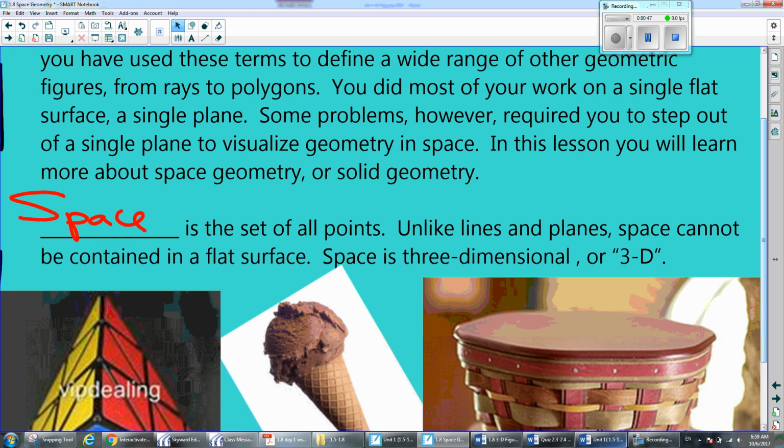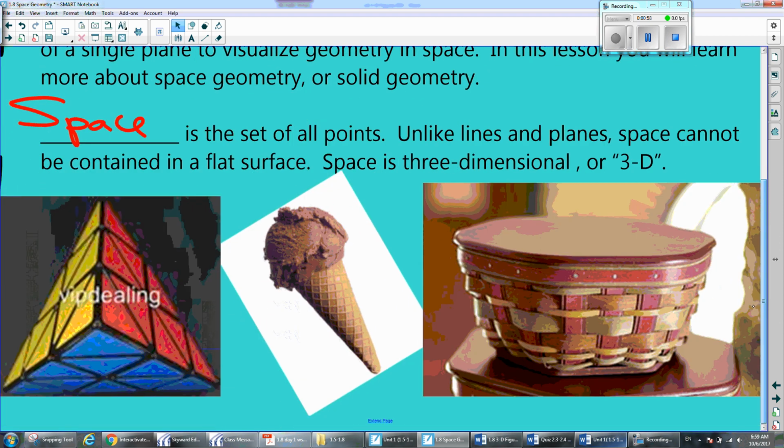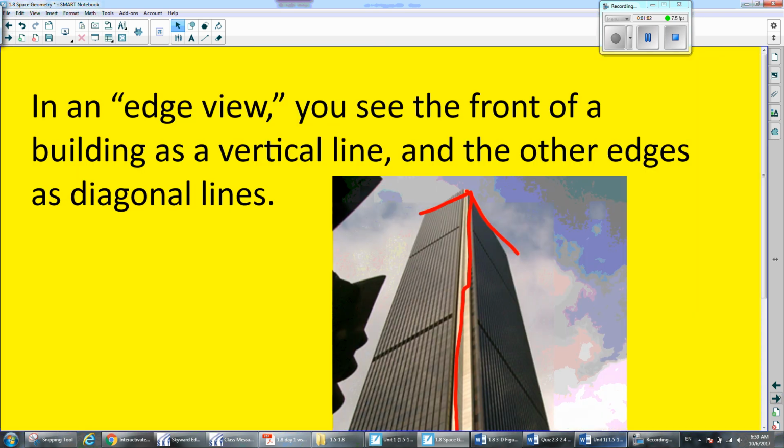So space is a set of all points. Unlike lines and planes, space cannot be contained in a flat surface. It's three-dimensional, or we can just say 3D. So here's a couple of 3D shapes there. In an edge view, you see the front of a building as a vertical line and the other edges as diagonals. So here's our front. It's vertical. Those other edges are diagonals.